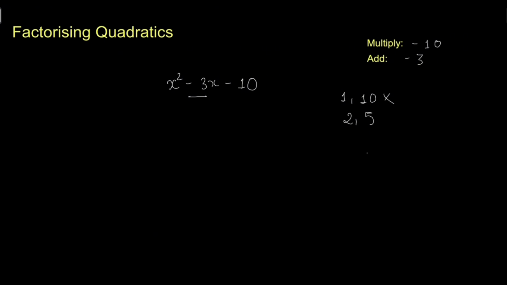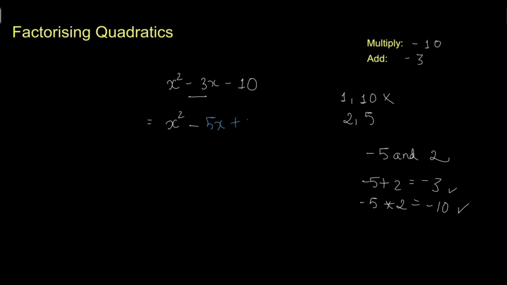So the numbers are minus 5 and 2. Let's check. Minus 5 plus 2 would give us negative 3. Minus 5 times 2 gives us negative 10, which is correct. So the numbers are minus 5 and 2. Let's split the middle term. This could be written as x squared minus 5x plus 2x minus 10.